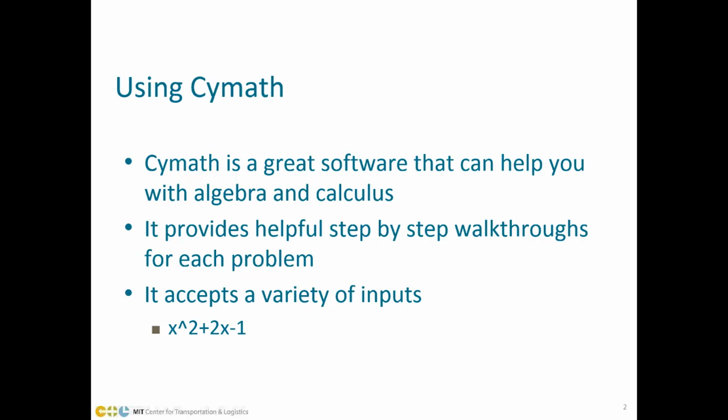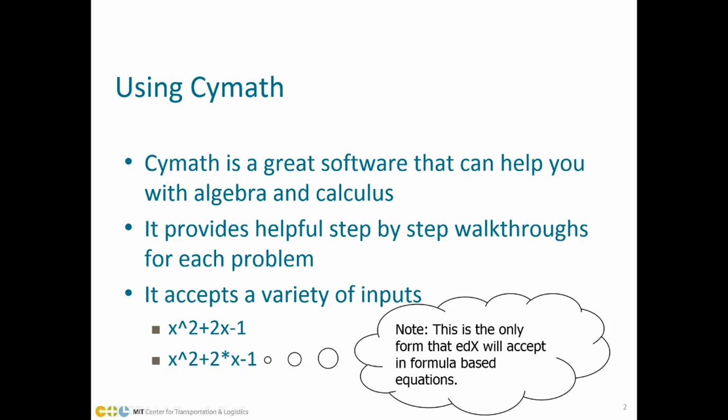For example, x squared plus 2x minus 1 is the same as x squared plus 2 times x minus 1. It's important to note that this is the only form that edX will accept in its formula-based equations. That's because edX always needs multiplication signs between variables and between constants.